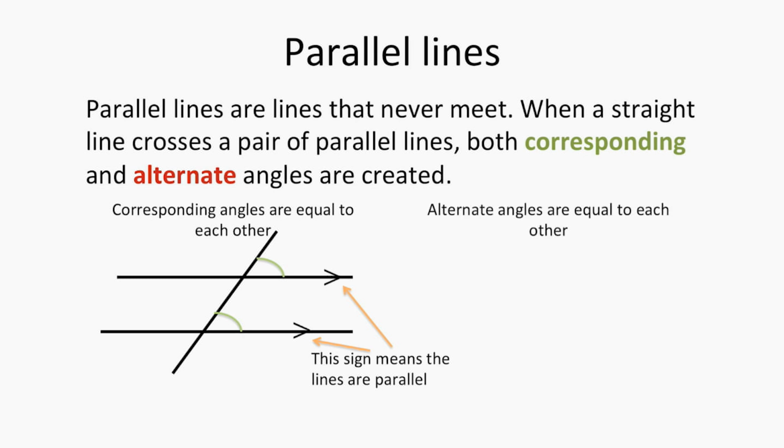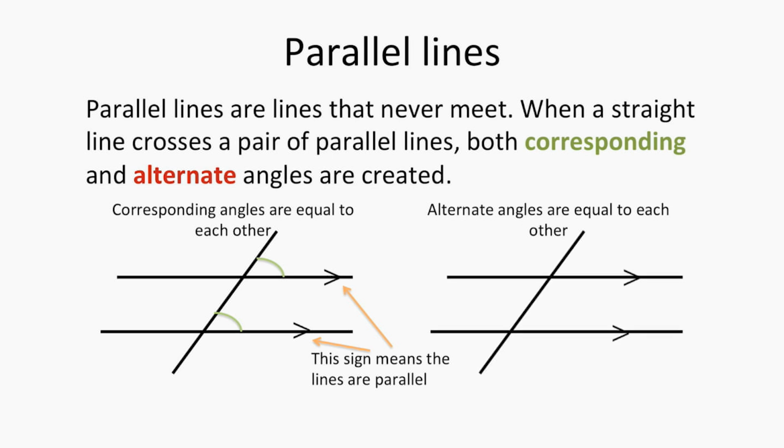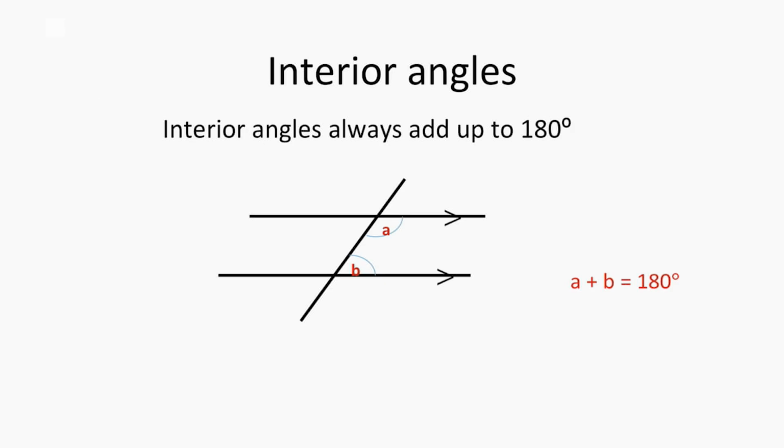Now alternate angles are also equal to each other. And again, if we have our parallel lines with the straight line cutting them, you see our alternate angles are here and here. Again, there would be other pairs within this pair of parallel lines, but you can see there what a pair of alternate angles looks like and that they're both the same size. The other type of angles you can see created by parallel lines are interior angles. And if we look at our interior angles here, you can see that they would always add up to 180.